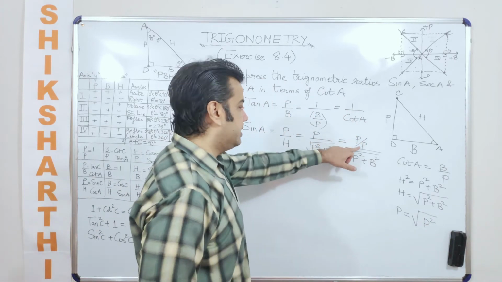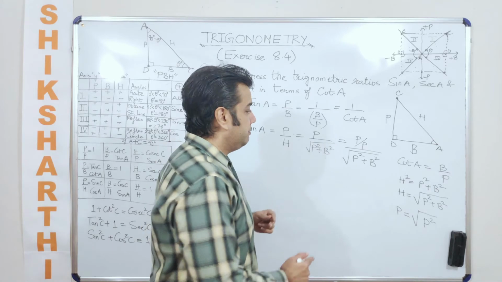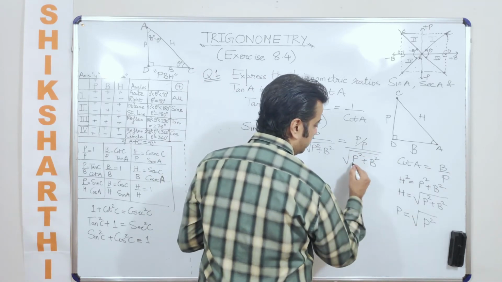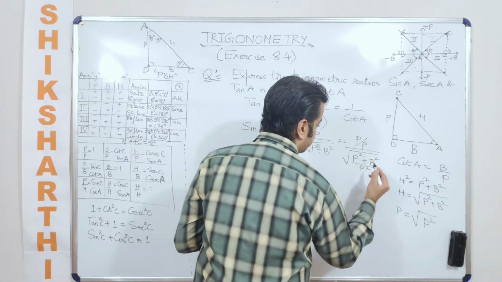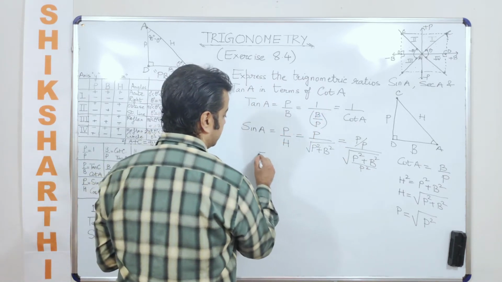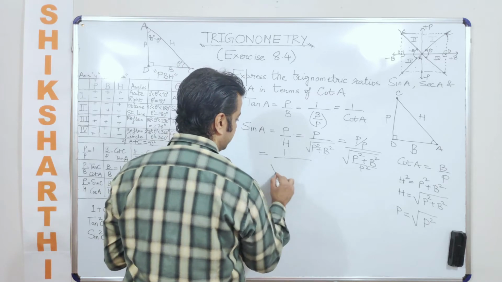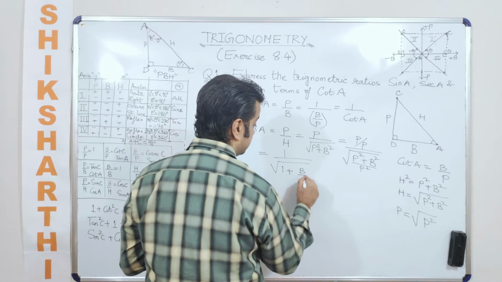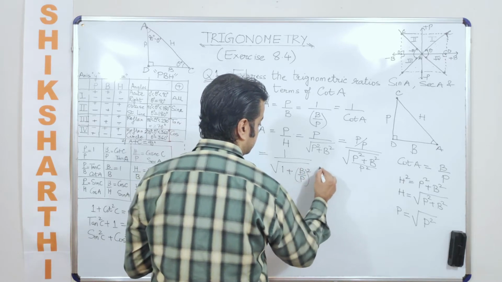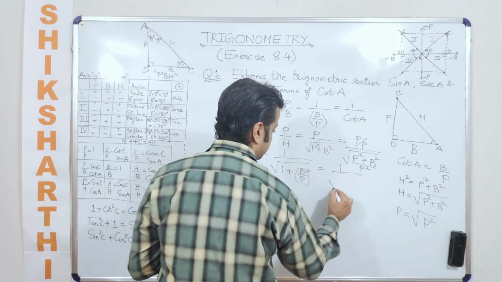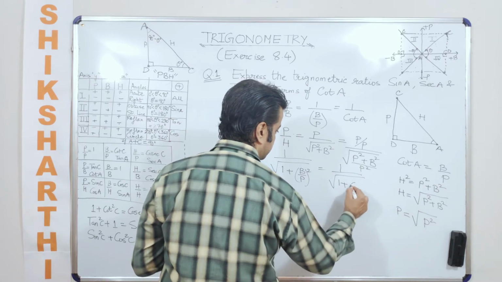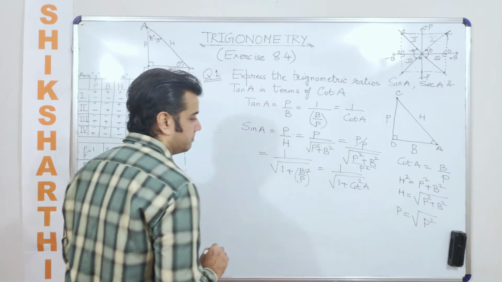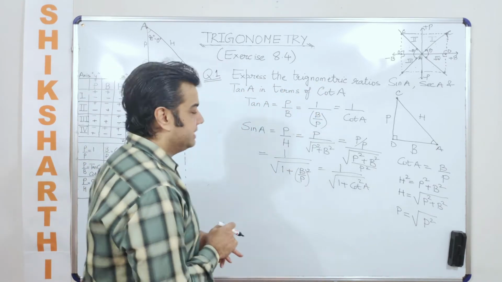So when you're dividing the numerator by P, it is just like you're dividing it by P, but the denominator, when you divide it by P, since you have to put it under a square root, you'll put it as P square. Once you have done this, you can rewrite this as 1 divided by, now P square by P square is 1. So from here you get the value, because cot A is B by P.